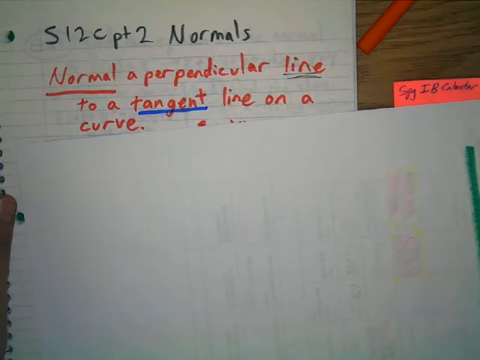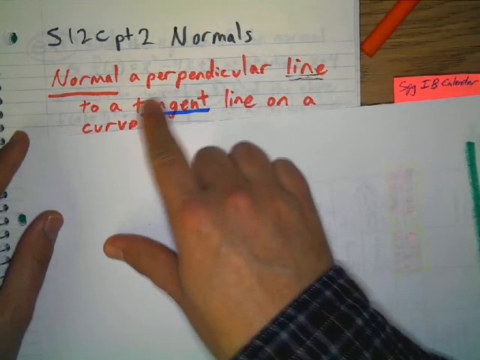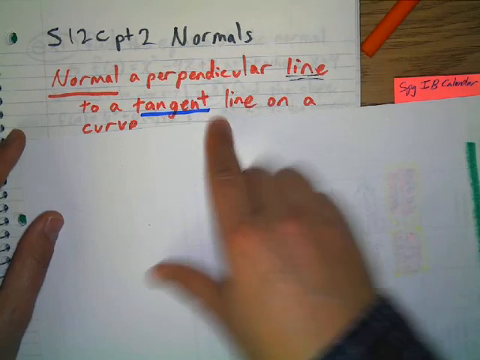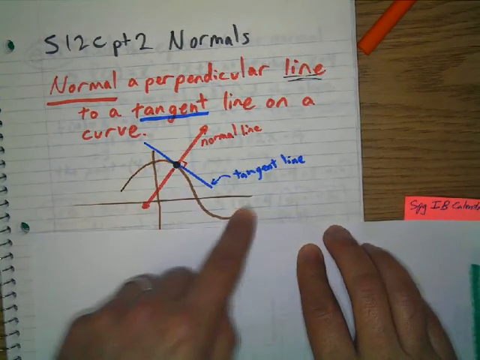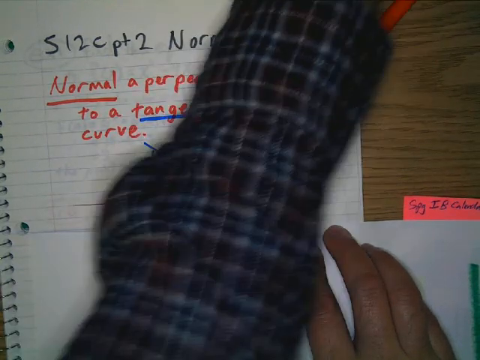Today we're going to talk about normals. So in this section, normals are a perpendicular line to a tangent of a curve. So basically, if I've got this curve here, here's my function as the ground line.